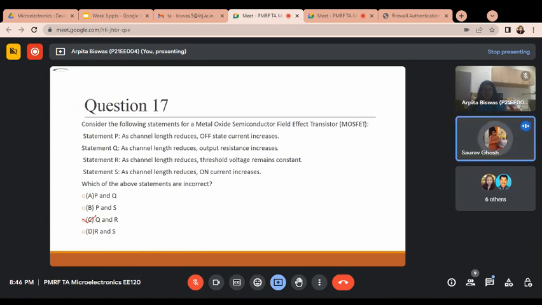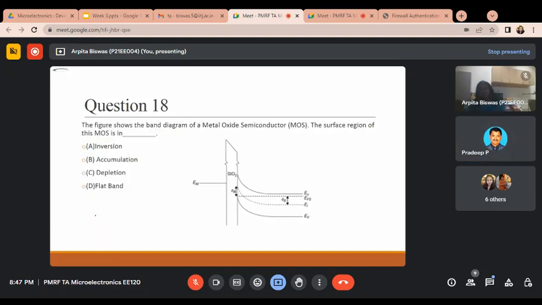Yes, that is the threshold voltage. Actually, when we are reducing the channel length, that is during the saturation mode, the threshold voltage will not be constant. I think the threshold voltage reduces, which means less threshold voltage is required to operate. Yes. So option C is the right option. Okay. Correct, madam. Q and R: channel length, threshold voltage, and output resistance relation. Correct. Yes.